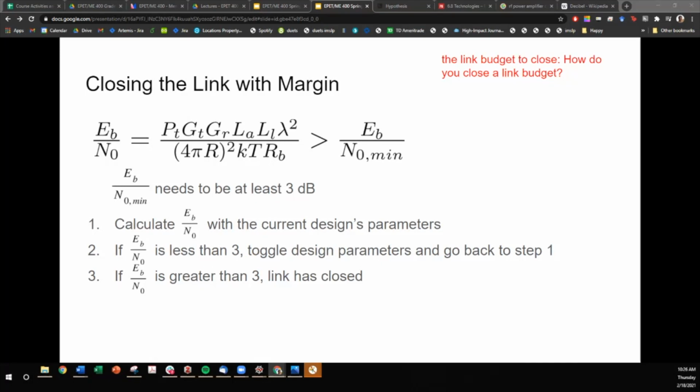You check if that bit energy to noise ratio is less than 3. You toggle the design parameters, any one of those, and then recalculate what that ratio is. If you do have a bit energy to noise ratio that's greater than 3 decibels, then the link has closed, and theoretically, you should be able to guarantee a communication link between the transmitter and the receiver. And also the other way around. There are 2 directions, right? Spacecraft to ground station, you want to make sure that link closes, and you want to make sure ground station to spacecraft also closes.